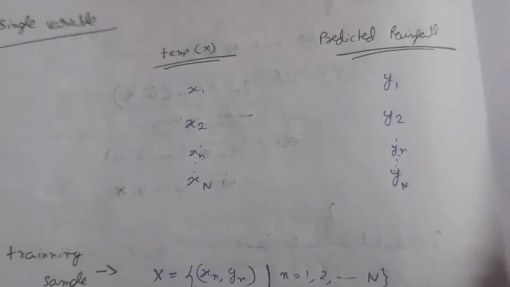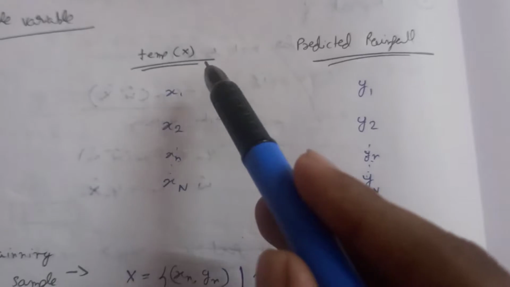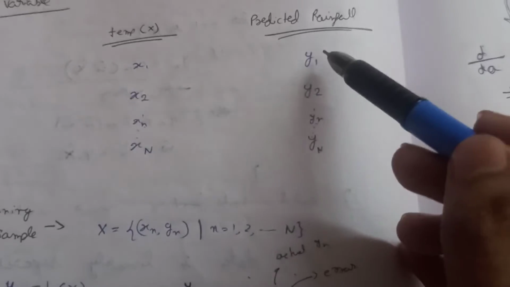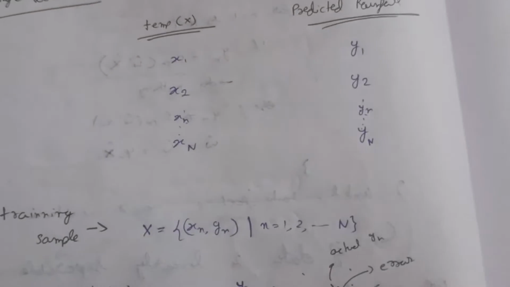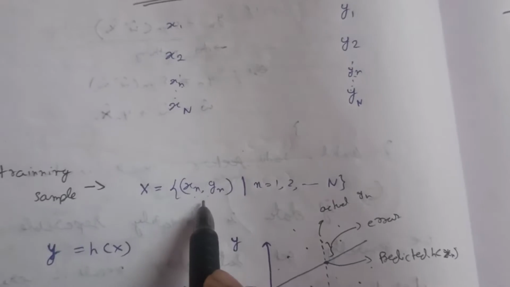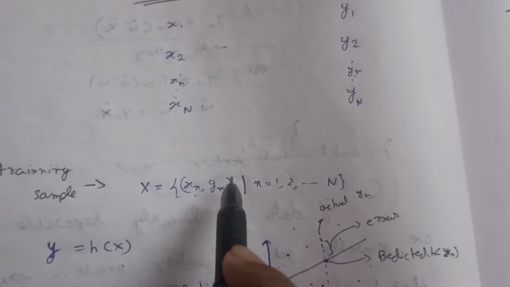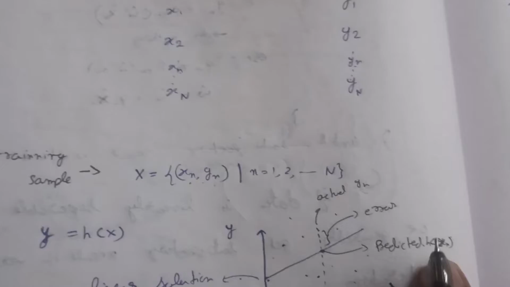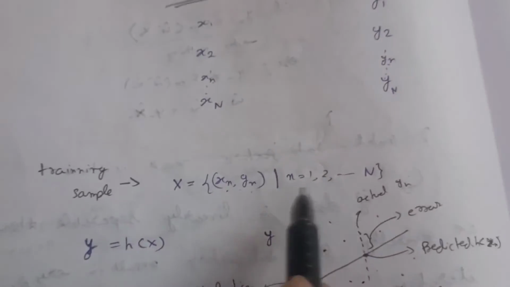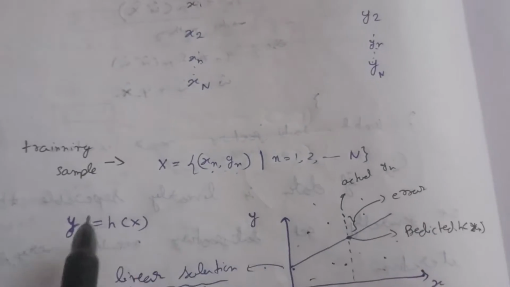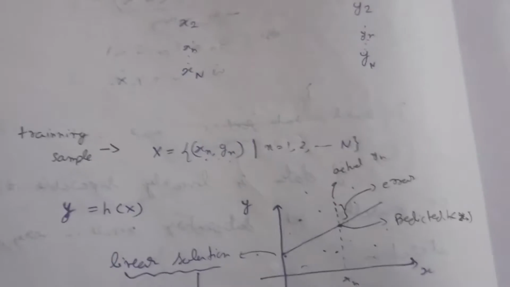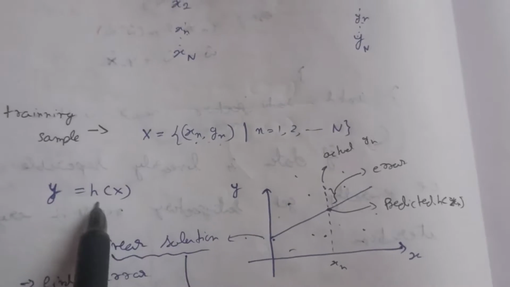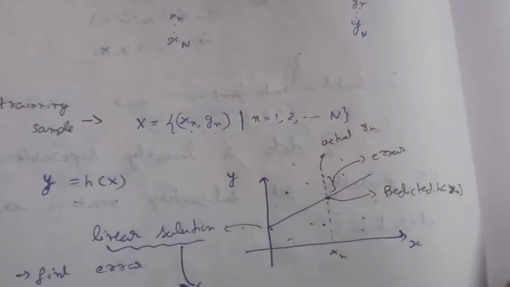So let's see, the temperatures are given as x1, x2, up to xn, and the rainfall is given as y1, y2, up to yn. So the training sample is the past values, that is, the past temperatures and the rainfall corresponding to the temperatures up to n terms. That is our training sample, or our actual values, and we are going to need a hypothesis that will predict the rainfall of a day with a given temperature accurately. That is going to be our h of x.